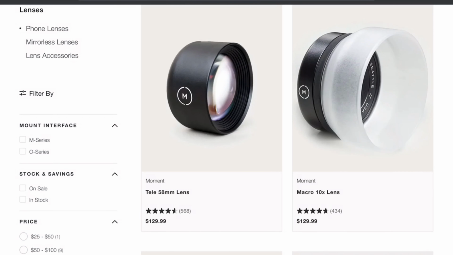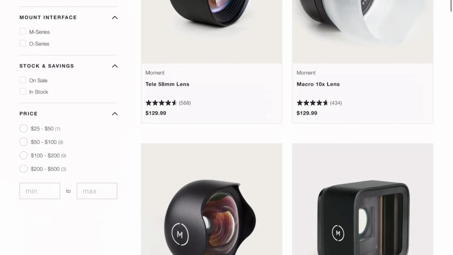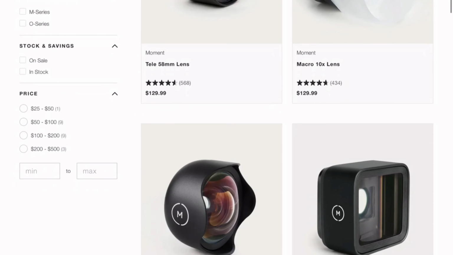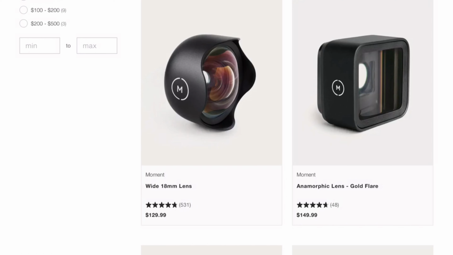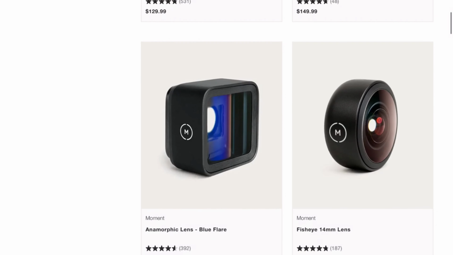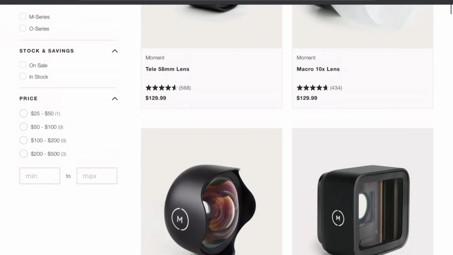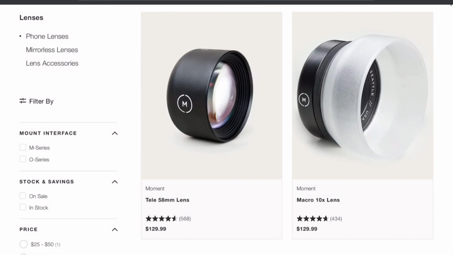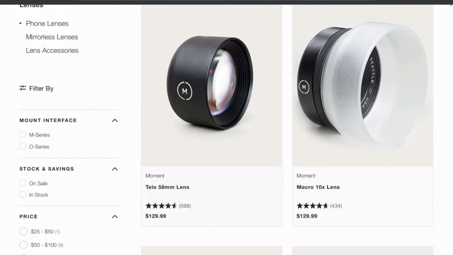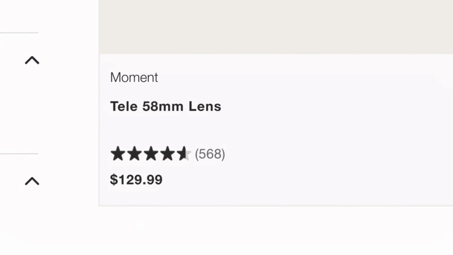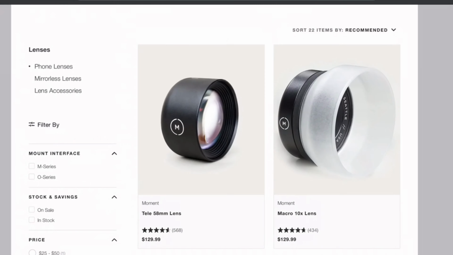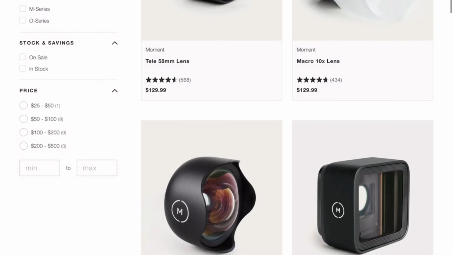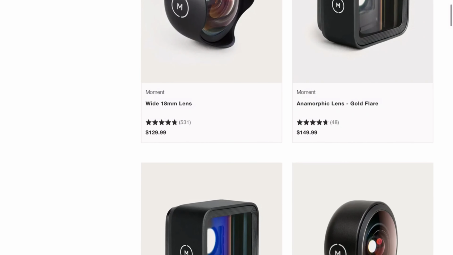So I'm going to switch over and show you. So these are the Moment lenses, and I have pretty much all of the lenses except the gold anamorphic flare. I do have the blue anamorphic lens here, but you can see the price range. For the 58 millimeter, it's $129, $130 essentially US. And for me, it's worth every penny, right?